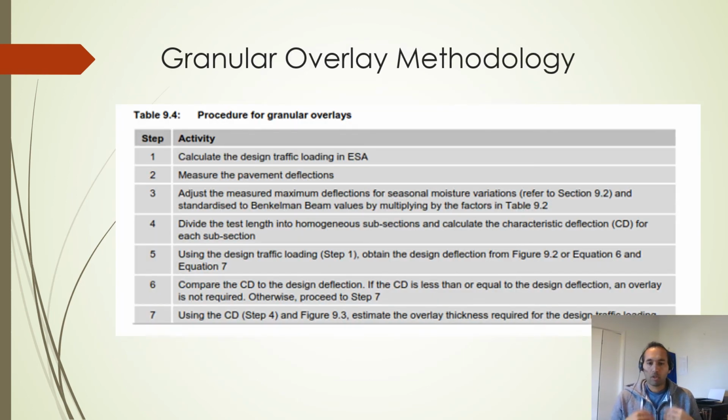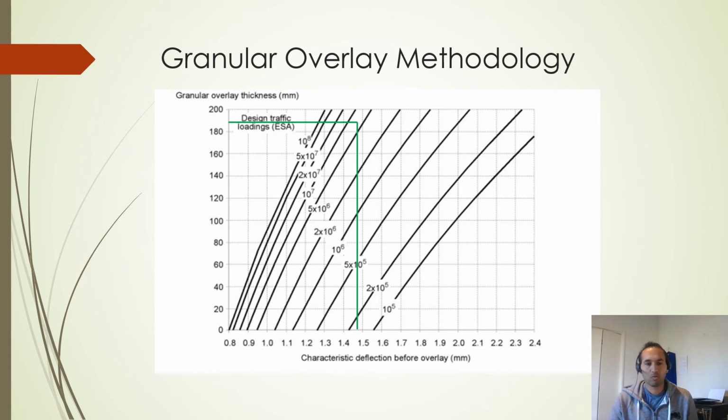So how do you work out what the granular overlay is? This is an extract from Austroads. It's quite wordy, so we'll work through an example. Once we've worked out that we've got 1.47 as our max deflection, and our design traffic is 6 by 10 to the 6 ESA, using this chart from Austroads Part 5, we go up from the 1.47, which is our characteristic deflection before overlay, intersect the design traffic line of 6 by 10 to the 6 ESA, and then work across. We can work out what the overlay thickness should be, and in this case it's 190 mil for a 1.47 mil characteristic deflection.